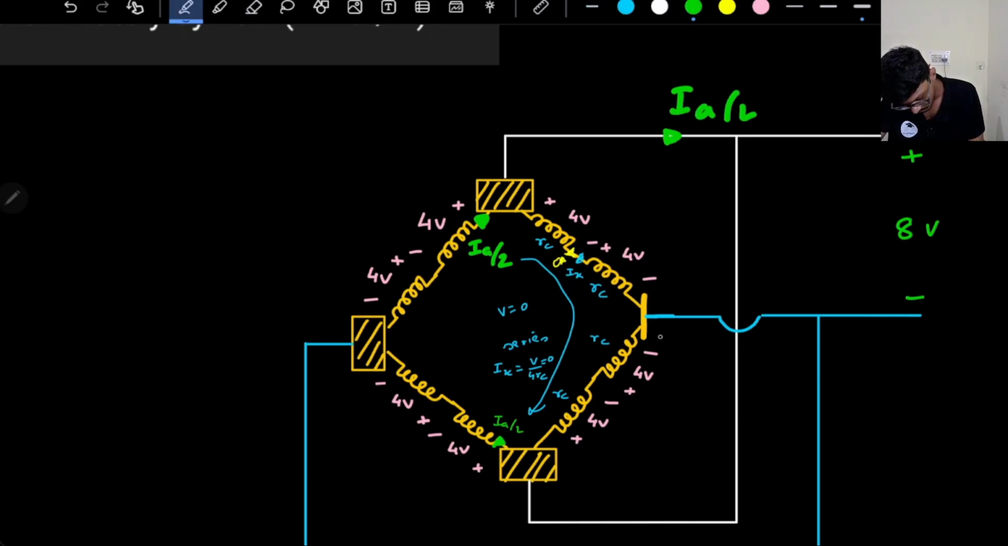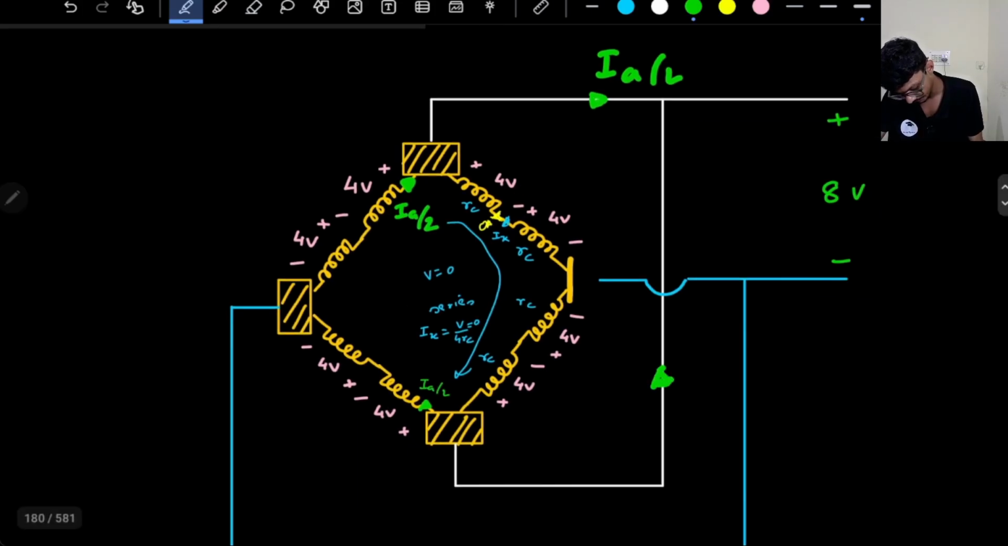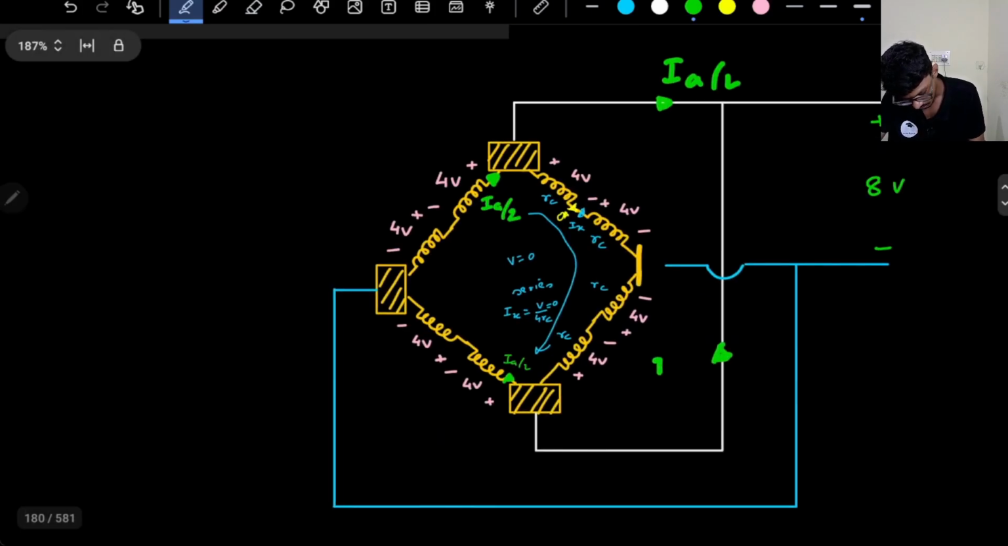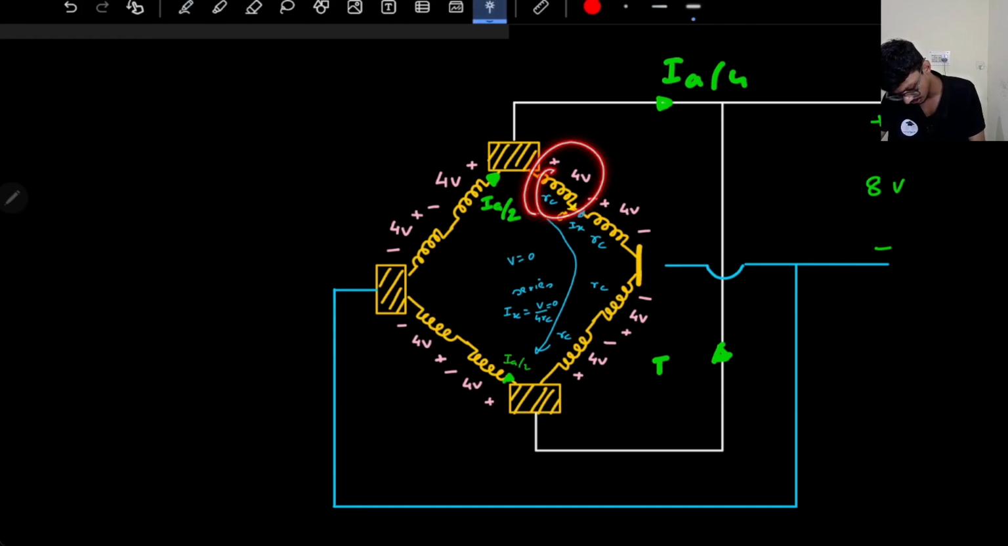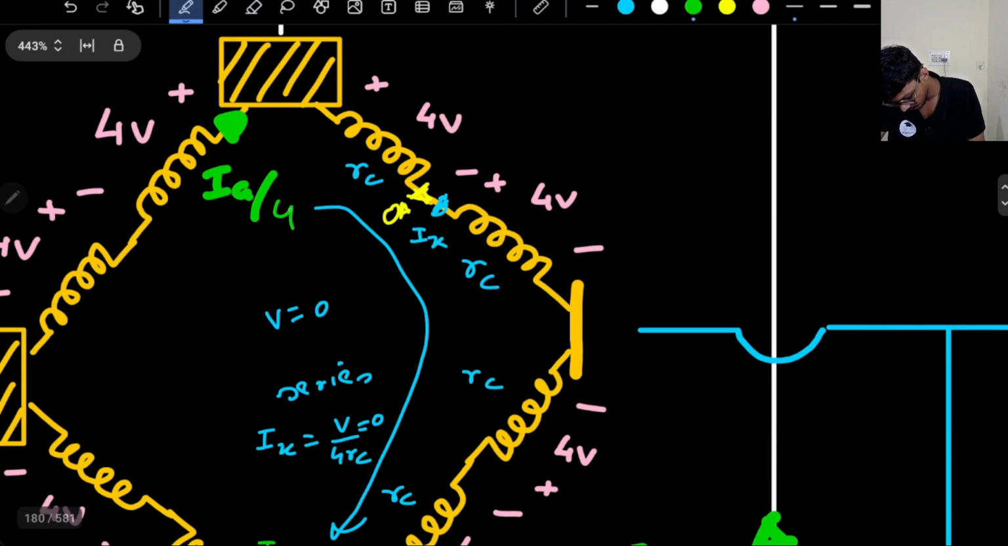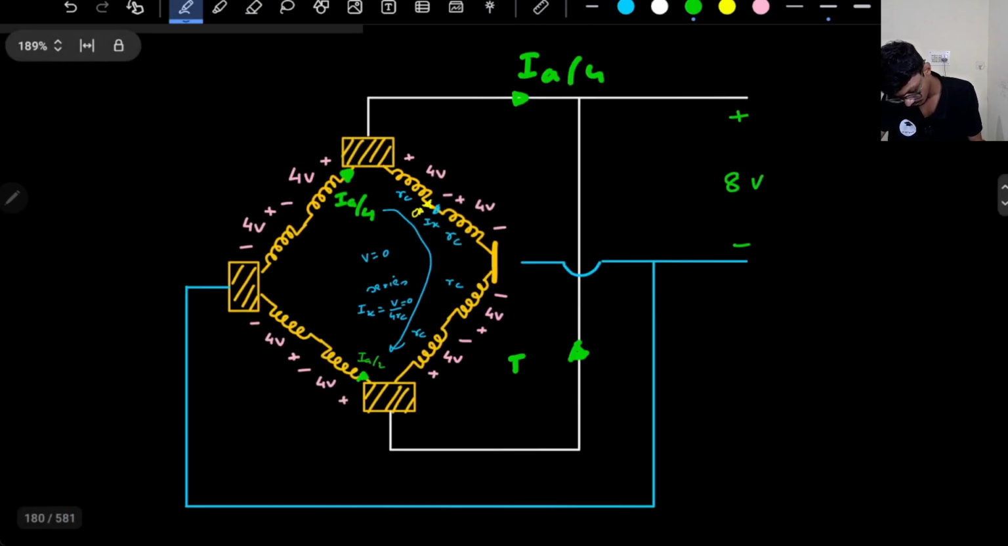So this brush is removed, right? So this connection is gone actually. No current will flow through here. And IA by 4 current will come from here because this path is neglected. Sorry, not IA by 2, IA by 4. This will be IA by 4. So this current will be IA by 2, right?